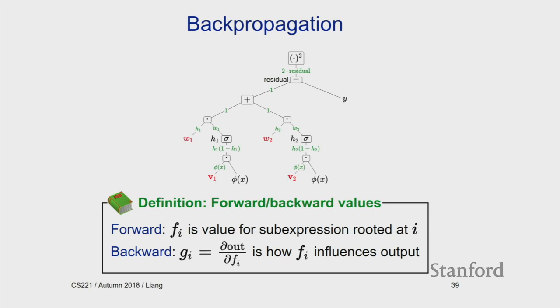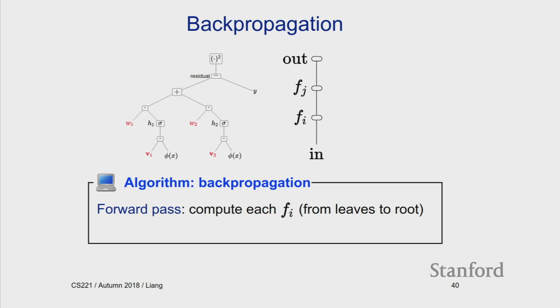And g of i is going to be the partial derivative of the output with respect to the particular node that you're sitting at. Okay? So this is how much, if I change a particular node, how much would it affect the output? Okay, so these are just definitions, forward and backward. And now backpropagation computes all the forward and backward values for every single node as follows. So first, it takes a forward pass, and this is just computing the function value. So you go from the leaves all the way to the root, you compute this value, that allows you to compute this value, which allows you to compute this value, and so on.